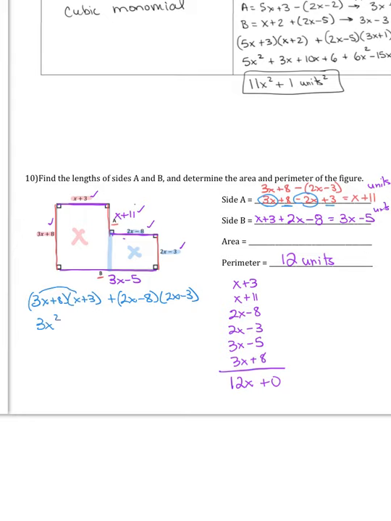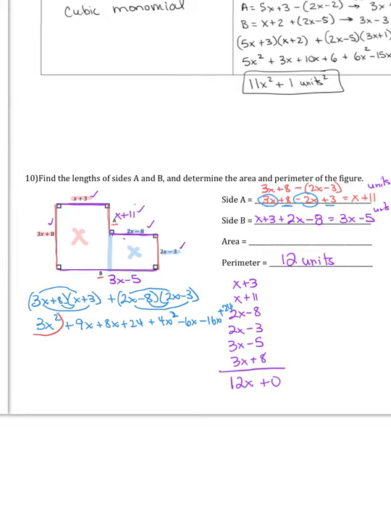So we'll have 3x squared plus 9x plus 8x plus 24 plus 4x squared minus 6x minus 8x, minus 16x. And then again, plus 24. I should have put the perimeter work over further. So now we can combine our like terms.